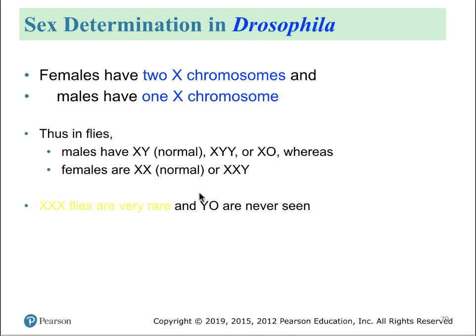Since zygotes with a YO have neither X chromosome, they will never be seen, because you must have an X chromosome to survive. And females that have 3 X chromosomes are very rare, although they are found.